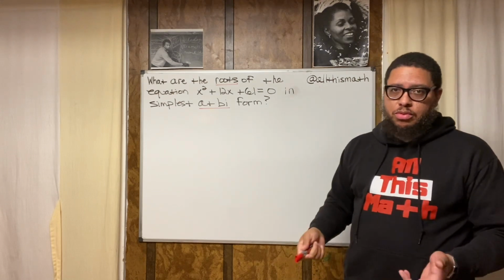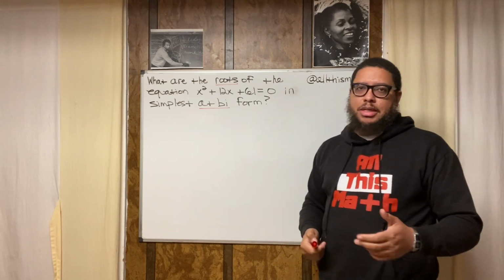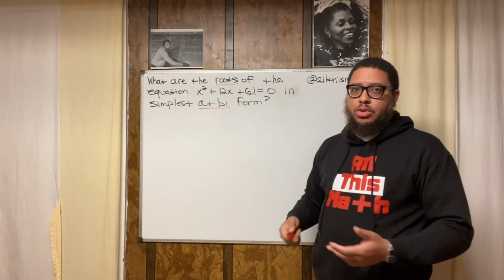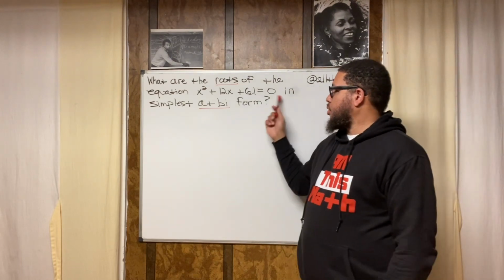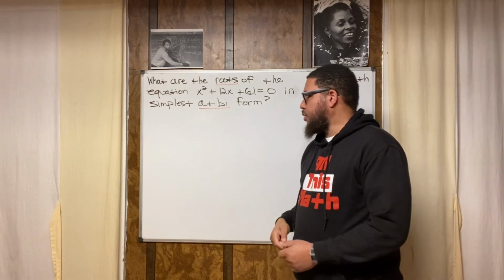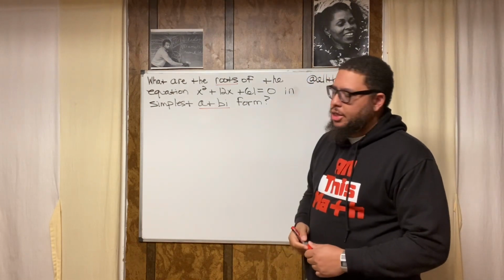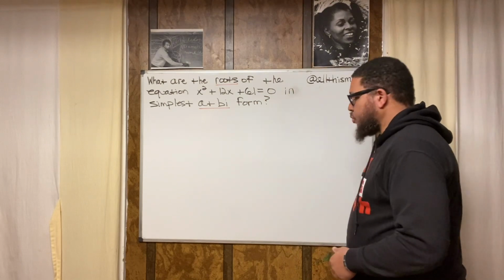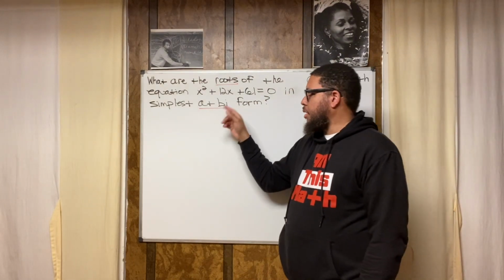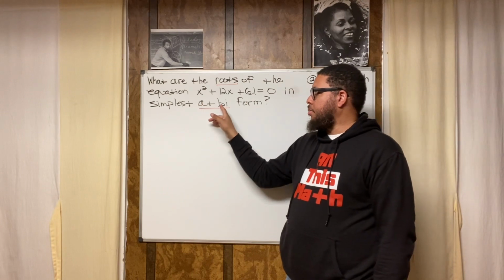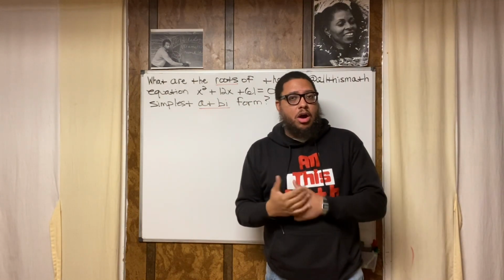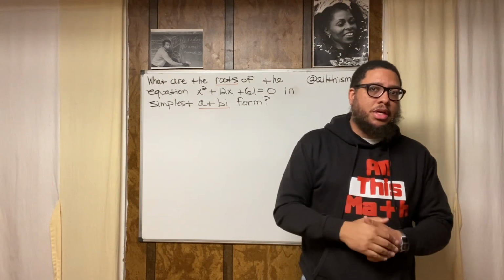When you see that term root, in some contexts, it means like a square root or a cube root, but also it means an answer basically, or a solution. Also, simplest a plus bi form. So a plus bi form is just a form of writing an expression that includes an imaginary number. So a would be a real number, b would be a real number, but then i would be an imaginary number. So this is a hint that our answer is going to have an imaginary number, right?